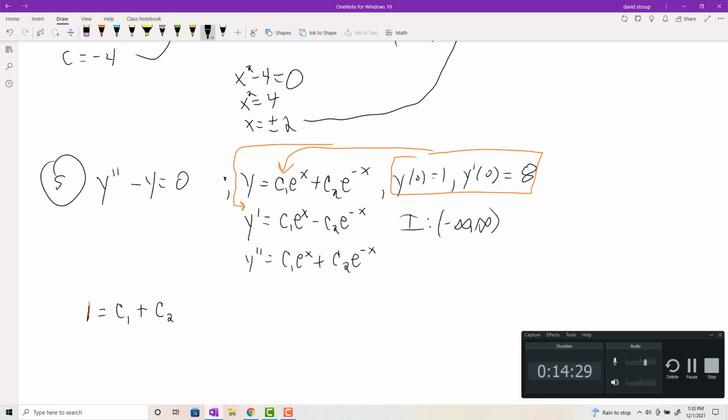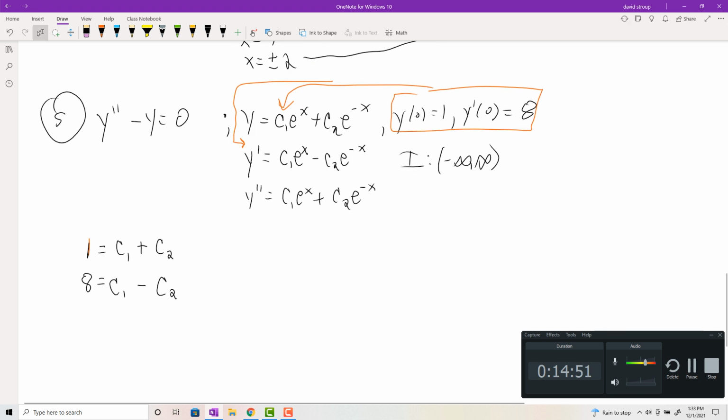Then use the other initial condition in the derivative equation, so I'll have 8 for y prime equals c1, and again it's e to the 0, right? e to the 0 is 1, so c1 times 1 is just c1, and then minus c2 times e to the 0, and again e to the 0 is just 1, so c2. Okay, great.